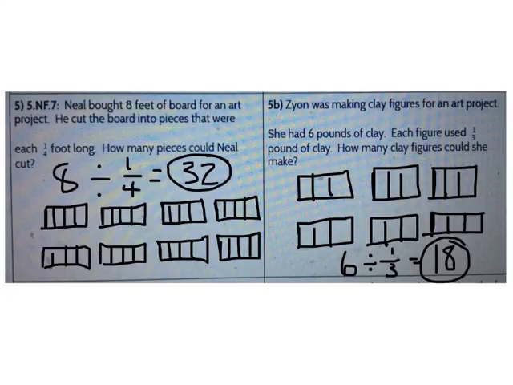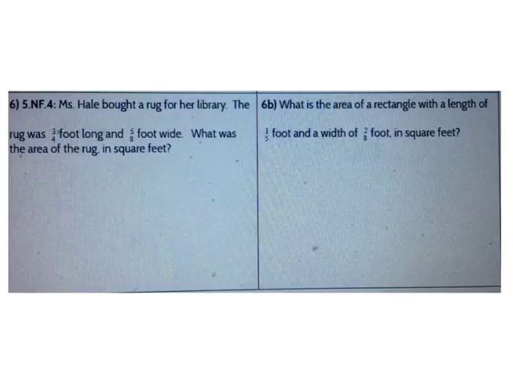Zion could make 18 clay figures. She's splitting 6 pounds into groups of 1/3 pound. 6 divided by 1/3 is 18. Now let's try our last 2 problems.